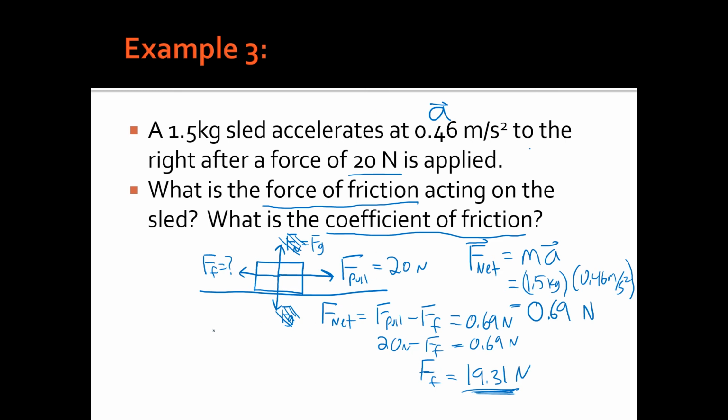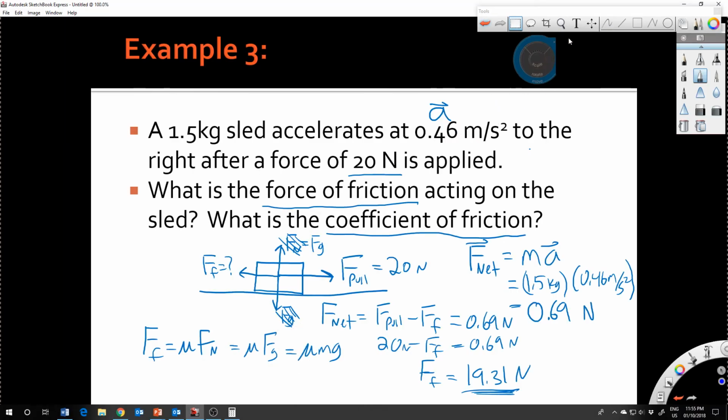Now, to calculate the coefficient of friction, we can use the force of friction equation, which is mu times Fn. But I know Fn is equivalent to the force of gravity, so I can say mu times Fg, which is just mu times mg. And then we just do that to solve for whatever mu is. We'll just pull this to a different screen.